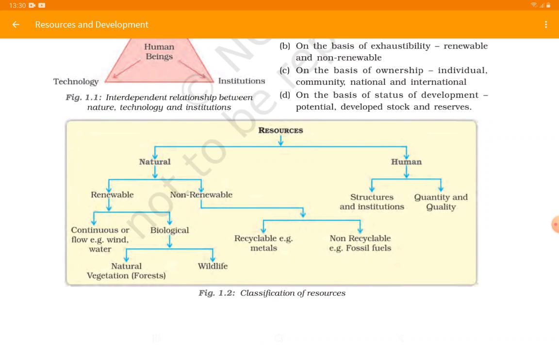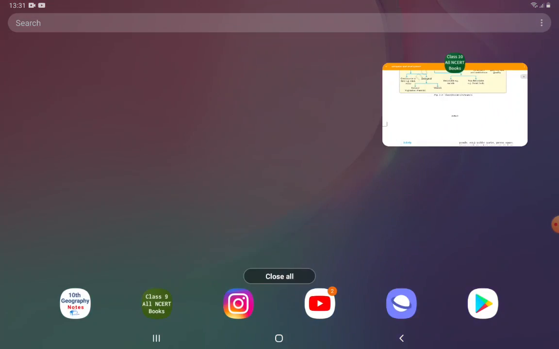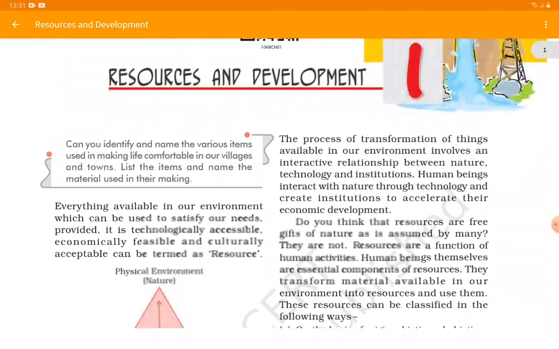Renewable resources are further of two types, that is continuous or flow, like wind and water, and biological. Biological is also subdivided into two types, natural vegetation and wildlife, whereas non-renewable, first is recyclable, like metals, and second is non-recyclable, like fossil fuels. Now you can see one thing over here, students, every resource is being divided into two types, that is the main thing.